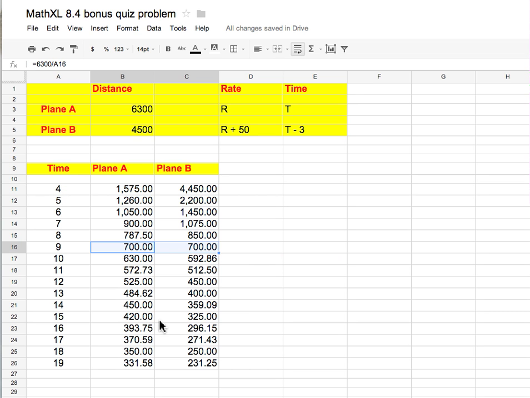It's the only situation. And so when t is equal to 9, r is equal to 700, and we in fact have an intersection. And so the answer is r is equal to 700, and plane B is 700 plus 50. So the rate of plane A is 700 kilometers per hour, and the rate of plane B is 750 kilometers per hour. All of this helped me solve the original problem. Let's go back to that and finish this off.